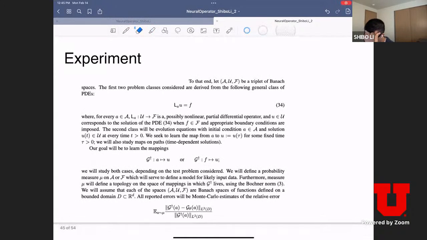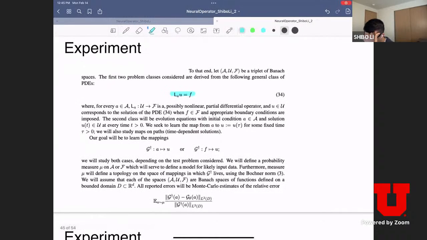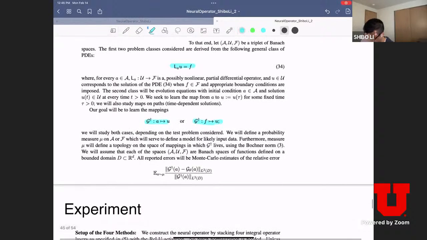So this is the general form of the linear operator we have already seen. And this is your ground truth function. It can be the boundary condition to the solution, or the solutions to solutions. There are 4 PDE systems used in their experiment. 2 are boundary conditions to solutions. 2 of them are solutions to solutions. And this is how they define the relative error.